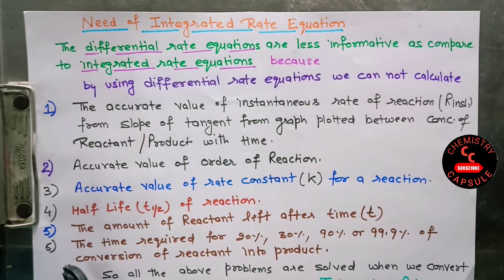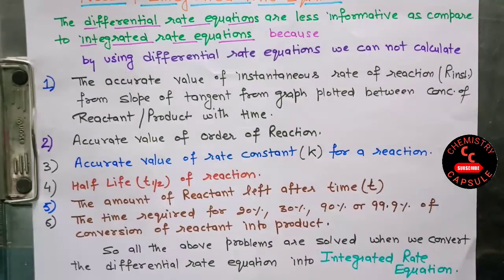And the sixth point is, we cannot calculate the time required for 20%, 30%, 90% or even 99.9% of conversion of reactant into product. So by using differential rate equation, we cannot calculate the time required for any percentage of conversion of reactant into products. So all the above problems are solved when we convert the differential rate equation of any reaction of any order into integrated rate equation.